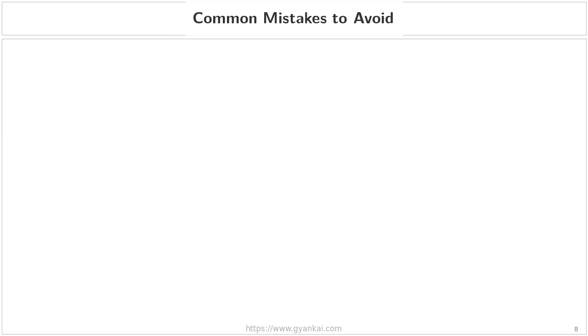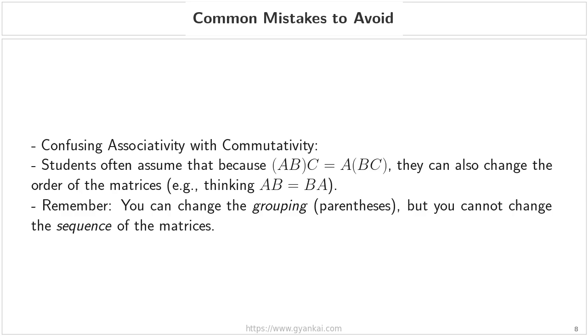Common mistakes to avoid. First, let's discuss the danger of confusing associativity with commutativity. A frequent error is for students to assume that because the associative law allows us to group matrices differently, meaning the product of A times B, then multiplied by C, is the same as A multiplied by the product of B and C, they can also change the actual order of the matrices. For instance, some might mistakenly think that A times B is equal to B times A. Please remember, while you are permitted to change the grouping using parentheses, you must never change the sequence of the matrices.